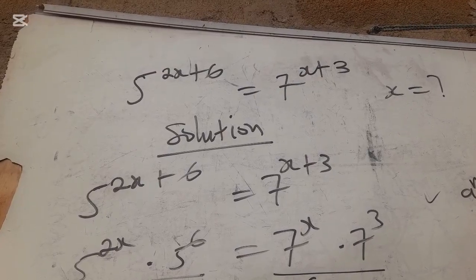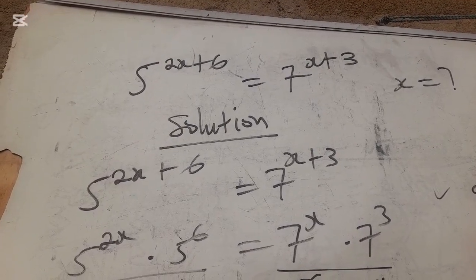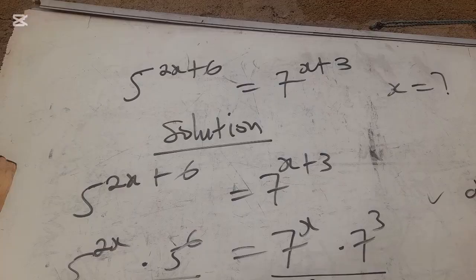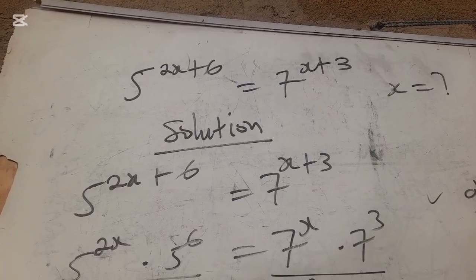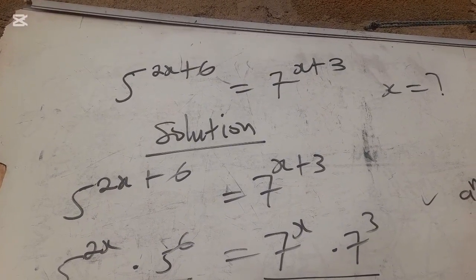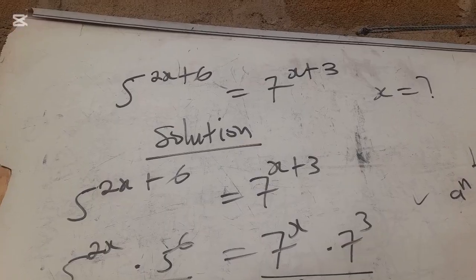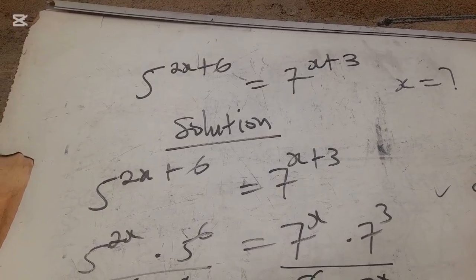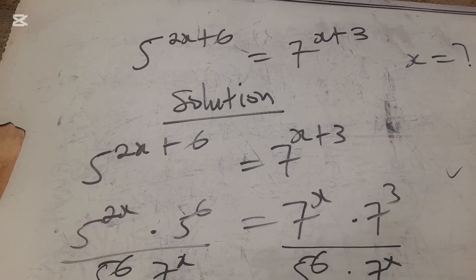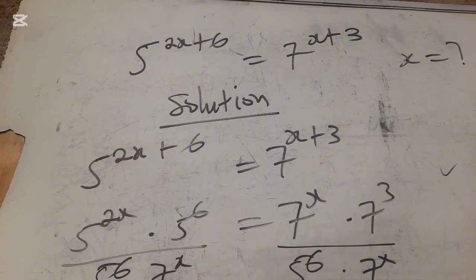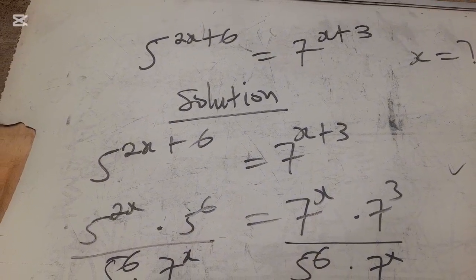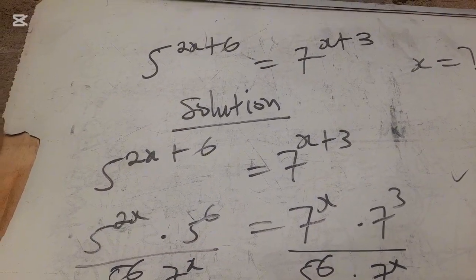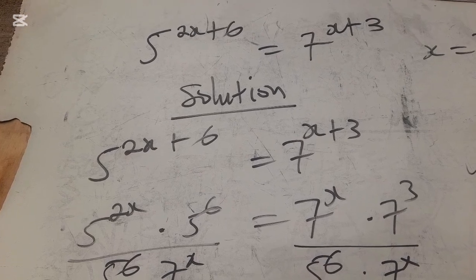Today we want to solve another episode of indices question. They said 5 power 2x plus 6 is equal to 7 power x plus 3. What is the value of x? There are many ways you can solve this question. I will show you one, maybe probably two in another video. So in this video we're going to solve this indices problem.